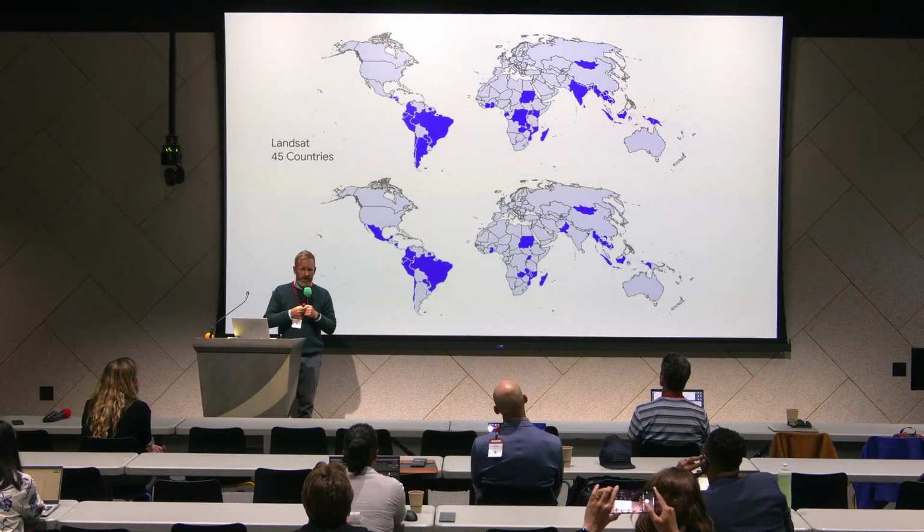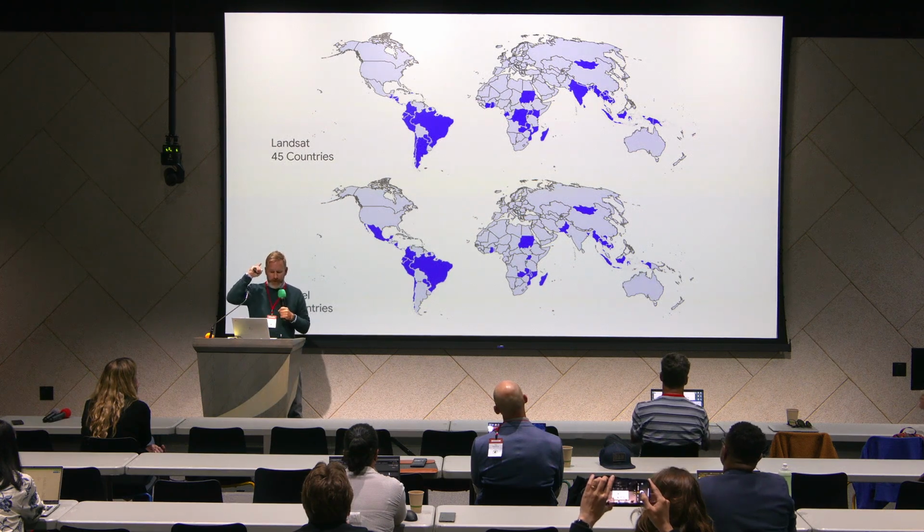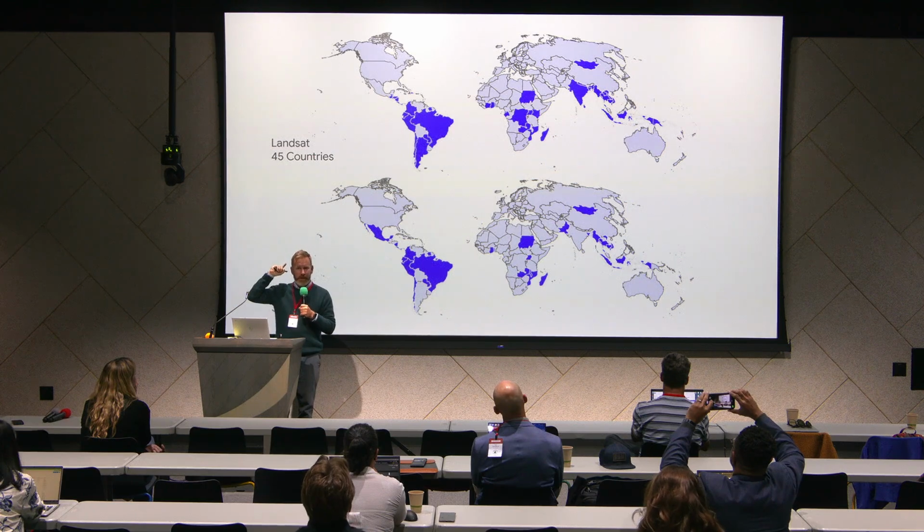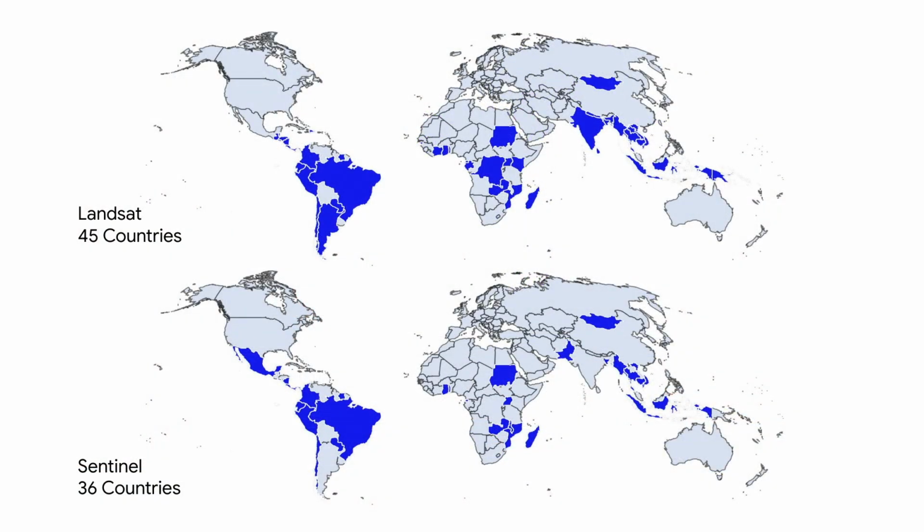Of those countries that have reported a reference emission level to the UNFCCC, these are the countries using Landsat to generate those data, and these are the countries using Sentinel products to generate those data. Some are using both, obviously, but some are using just one or the other.